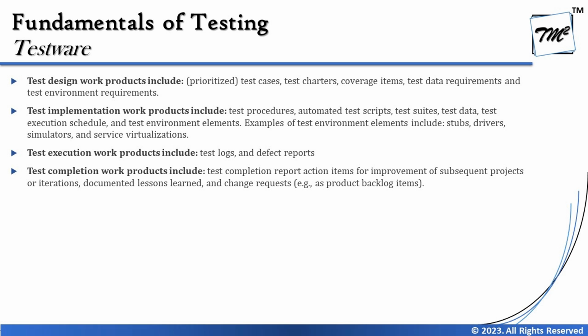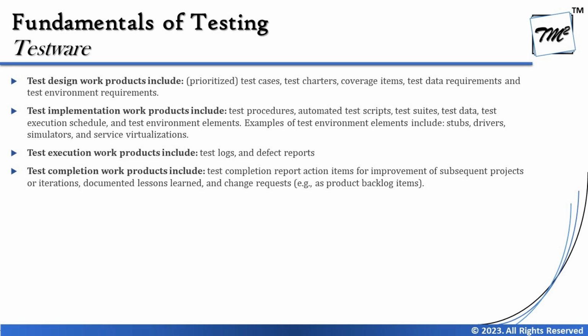Continuing next, of course, the test execution phase returns documentation like test logs and defect reports. Test logs are the execution reports which you will have during the execution, and in case of any failures you report defects, so the defect reports will also be one of the work products from here. Finally, the test completion work products include the test completion report, action items for improvement of subsequent projects or iterations, documented lessons learned, and change requests if any, right?